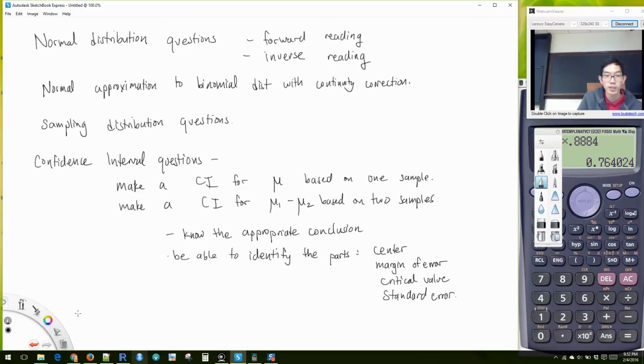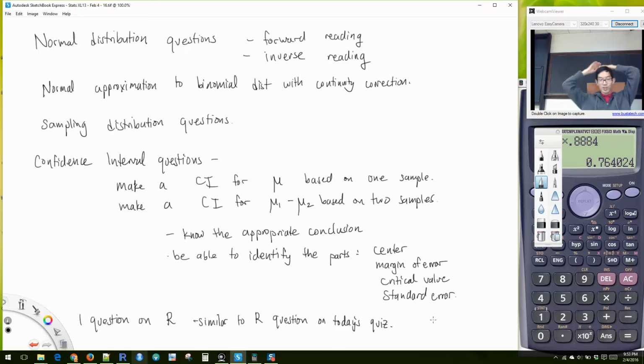Okay. And then you have one question on R, and it's kind of similar to the types of R questions that were on today's quiz. Okay, that pretty much covers everything covered on the exam, I think.